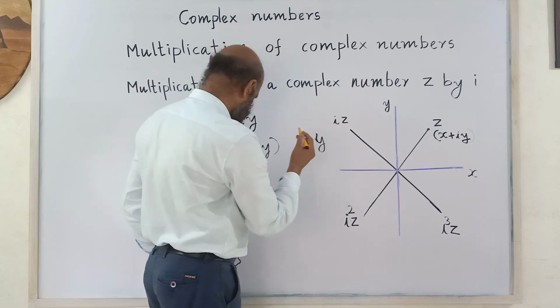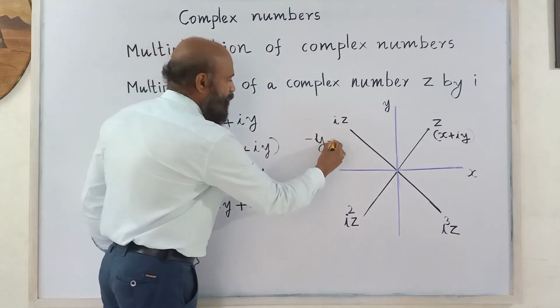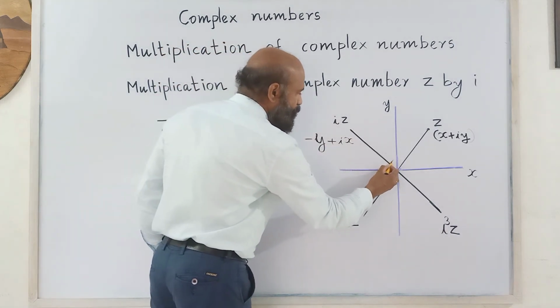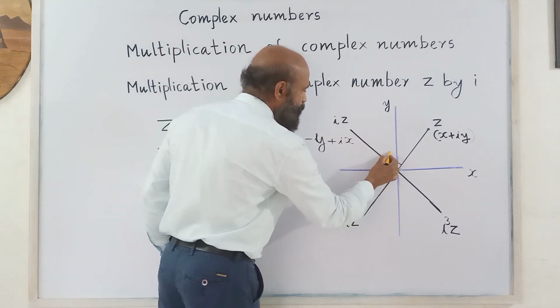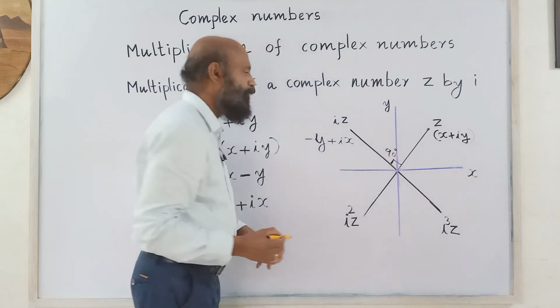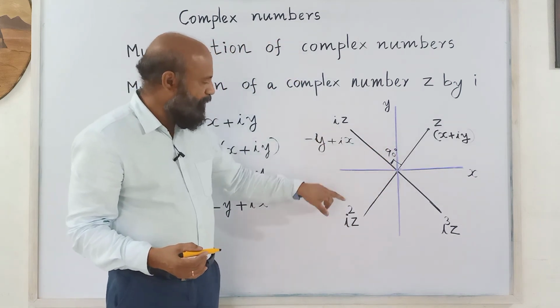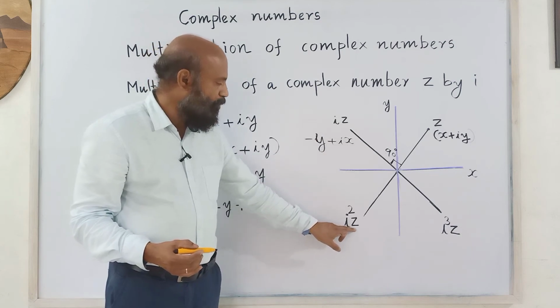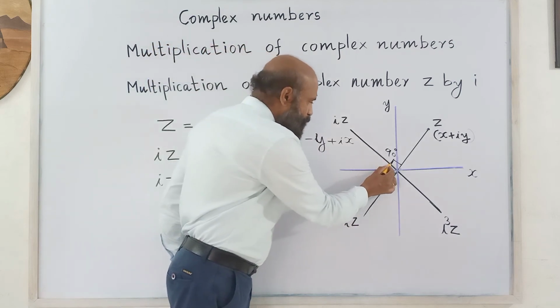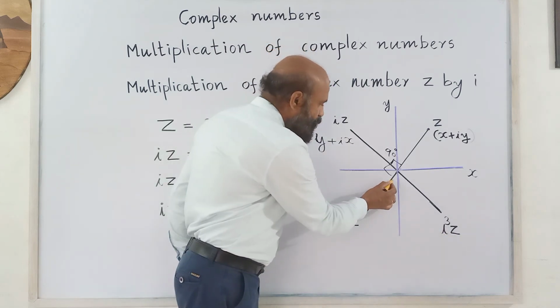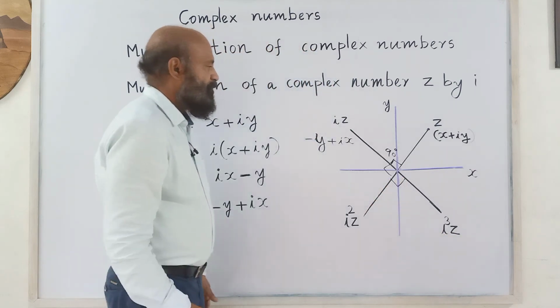Minus y plus ix. So it is rotated through 90 degrees. If a complex number is multiplied by i, it will be rotated through 90 degrees. Suppose once again if you multiply, it will become i square Z. So again it is rotated through 90 degrees. This is i cube Z. Again it is rotated through 90 degrees.